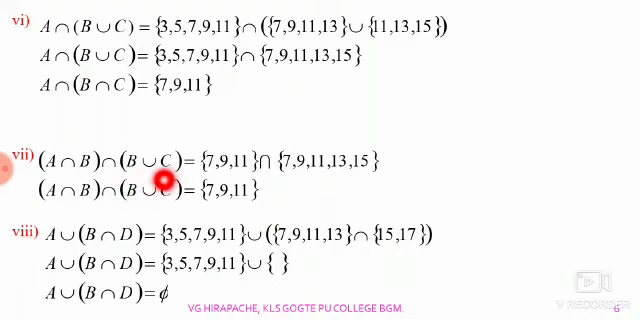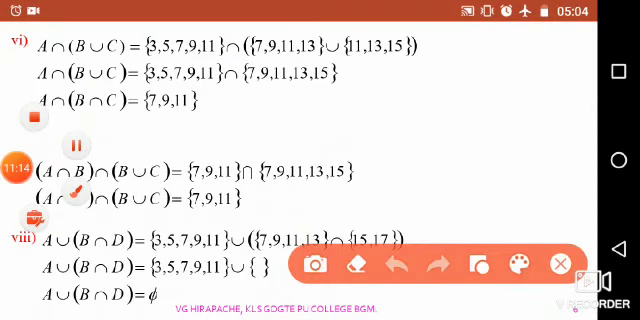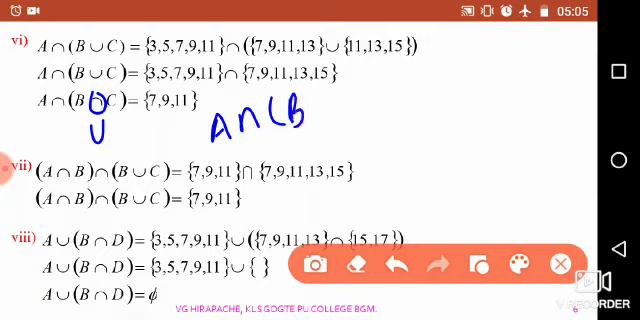Now, dear students, here we should make one change in the question. This member is not intersection, this must be a union. That is A intersection B union C. Make a correction in this problem.